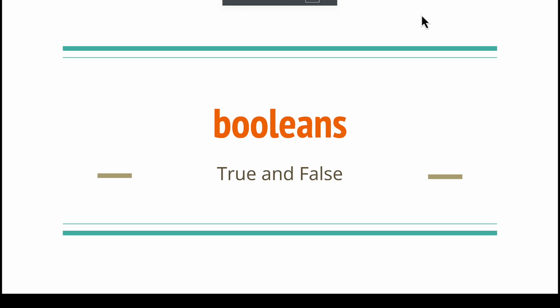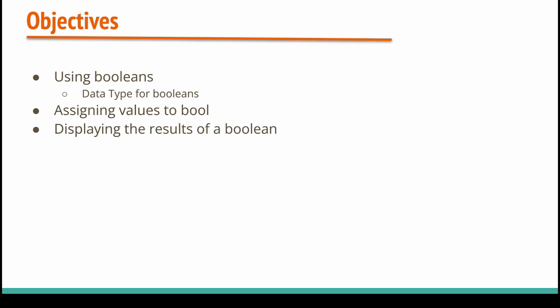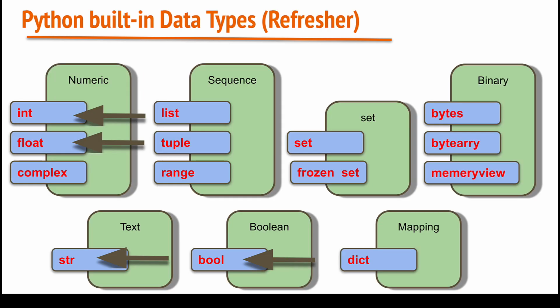All right, what we're going to do is take a look at how Booleans work, and see what is meant by true and false. So let's take a look at the objectives here. We are looking at the Boolean. We're going to look at the data type for Boolean. We're going to assign values to a bool, and we're also going to display the results of it.